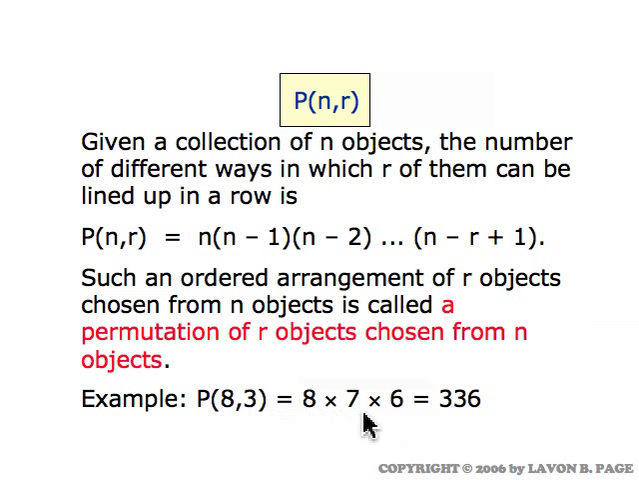And the reason that it's this product is because if you're lining up 3 objects in a row from a batch of 8 objects, you have 8 choices for your first object, and then once that one is chosen, you have 7 remaining possibilities for your second object, and then 6 choices for your third object. So really this is nothing but the multiplication principle that causes this to be true. But bottom line here is that the number of different permutations of 8 objects choosing 3 of them is 336.